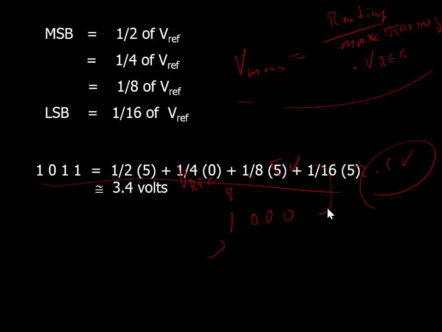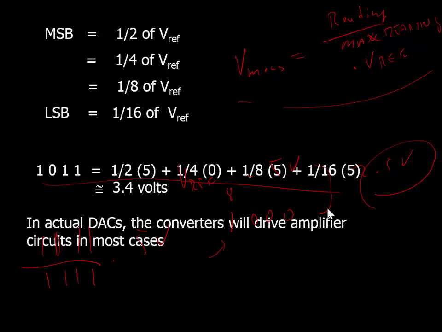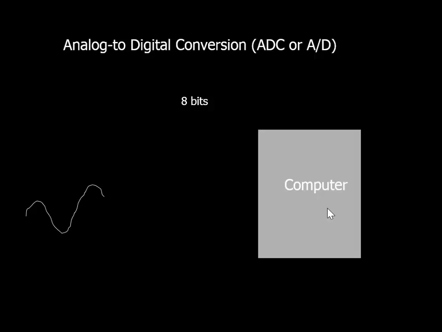So if we look at this right here, if I take the number 1011 over 1111 times 5 volts, it should be roughly 3.4 volts. That's what we're looking at. So, I'm going to skip through that.